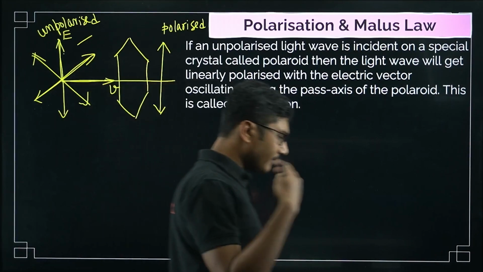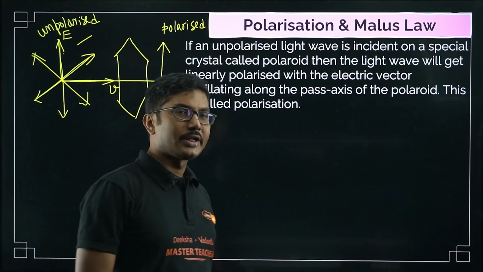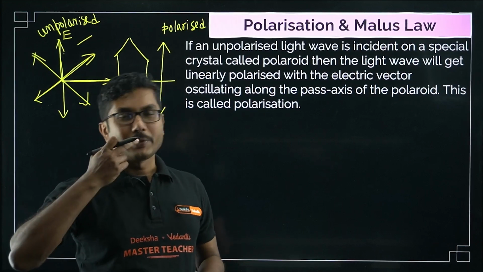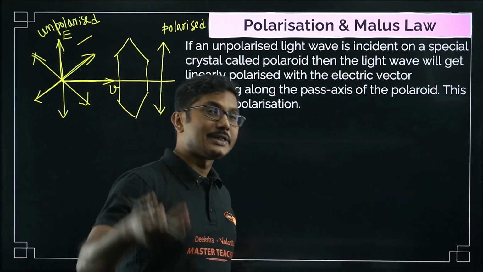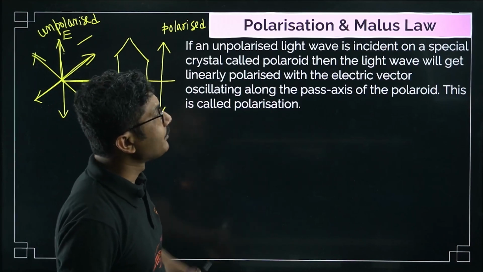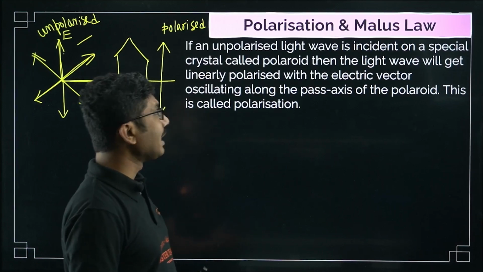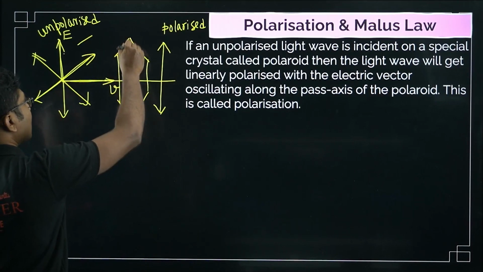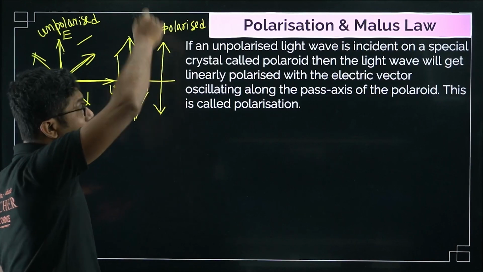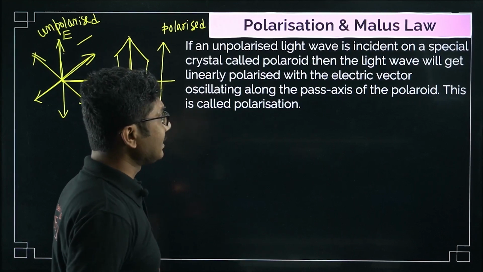Based on different requirements, there are different types of polarization: circular polarization and elliptical polarization, but those are not part of your syllabus or curriculum. If you study optics or physics in higher classes, you will learn about them as well. Now, light waves will get linearly polarized with the electric vector oscillating along the pass axis. This is called the pass axis, and the oscillations will always vibrate in the direction of the pass axis of the Polaroid.